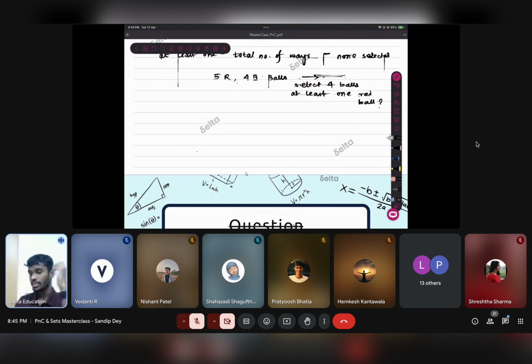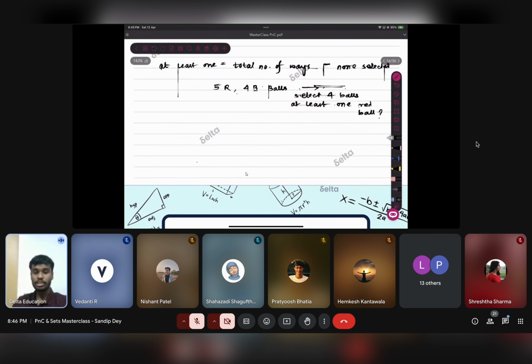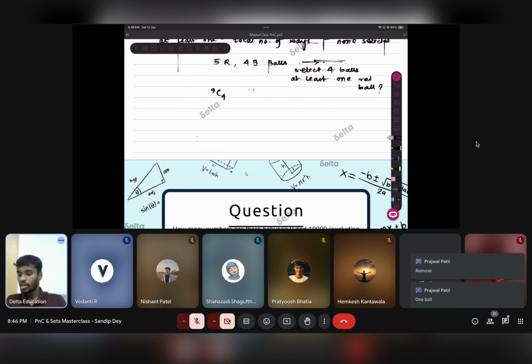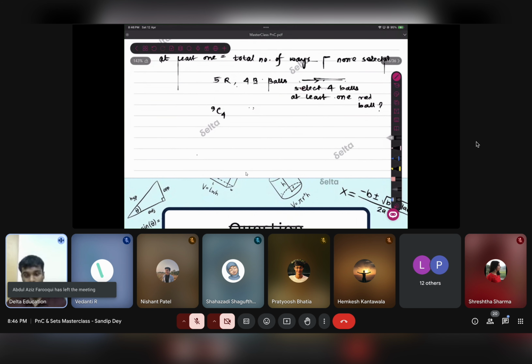You can either take different cases: I can take 1 red ball and see how many combinations are possible. Then I can take 2 red balls, then 3 red balls and 4 red balls. But you don't have to calculate all this. You have 9 balls total, right? So if you just want to select 4 balls out of 9 balls, there are these many possible ways. And now I want all those to be removed in which I am not selecting any red ball, right?